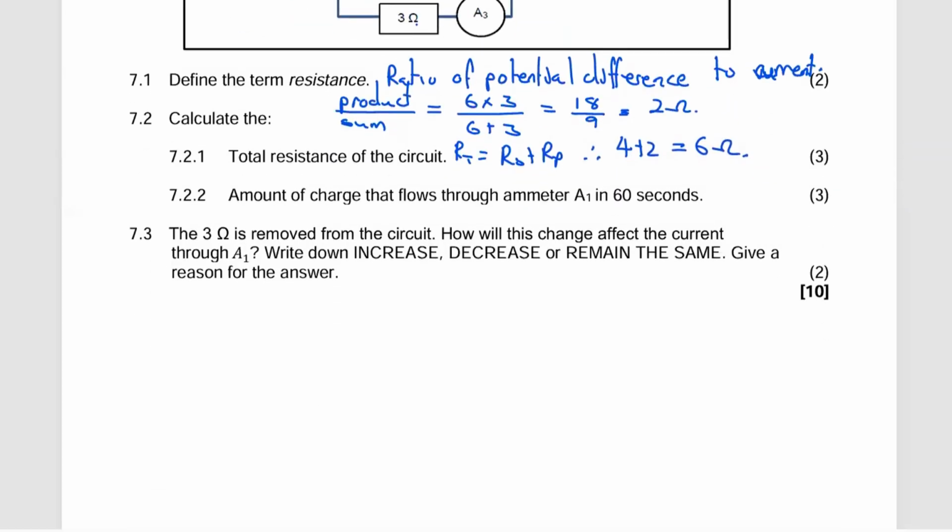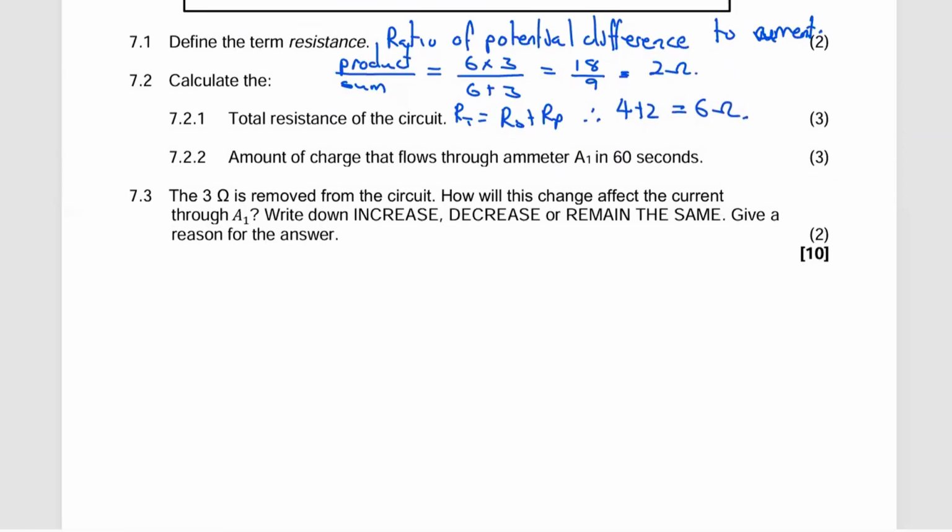Then 7.2.2 says to calculate the amount of charge that flows through the ammeter A1 in 60 seconds. Remember, what we have here is the current.